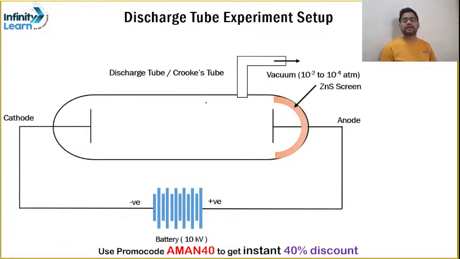This discharge tube experiment consists of a discharge tube or Crookes tube. OK, what is this? We call this a discharge tube or Crookes tube. This discharge tube was connected with an outlet that was connected to a vacuum to evacuate all the gases which are present.